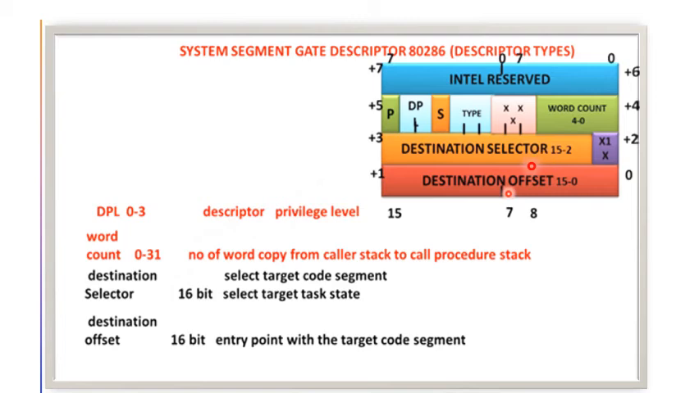Then the destination selector. It is of 16 bits and it selects the target code segment and selects the target task state. Next, the destination offset. It is also of 16 bits. Its function is to give the entry point within the target code segment.